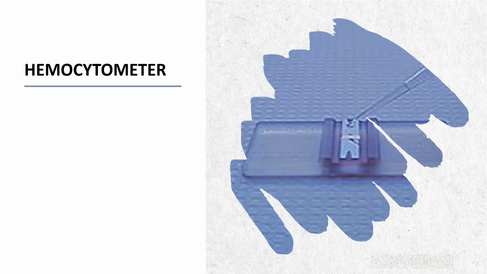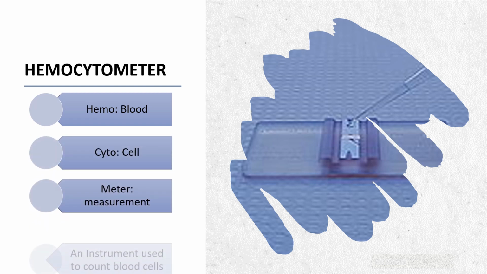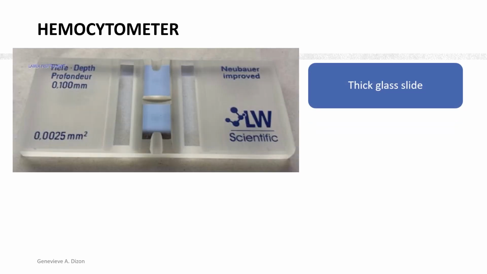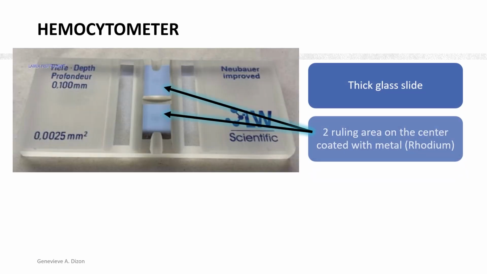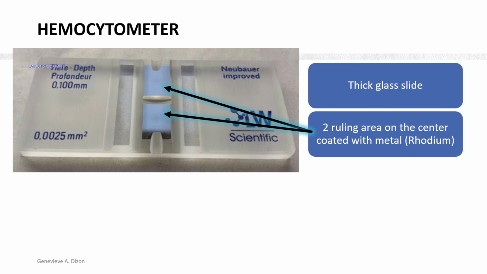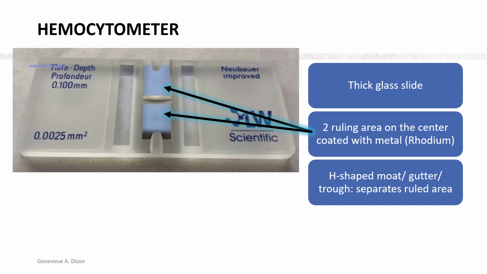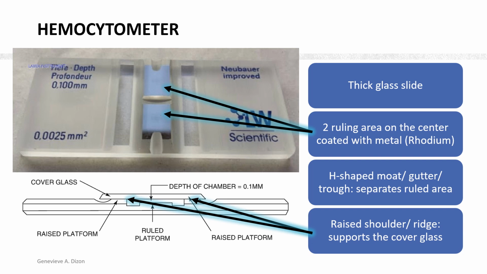If we dissect the word hemocytometer, hemo means blood, cyto means cell, and meter means measurement. Therefore, hemocytometer is an instrument used to count blood cells. The hemocytometer is a very thick glass slide. It has two ruled areas at the center, which are coated with metal or rhodium. The H-shaped moat, also known as a gutter or a trough, separates the ruled areas. The raised shoulder or ridge supports the cover glass.